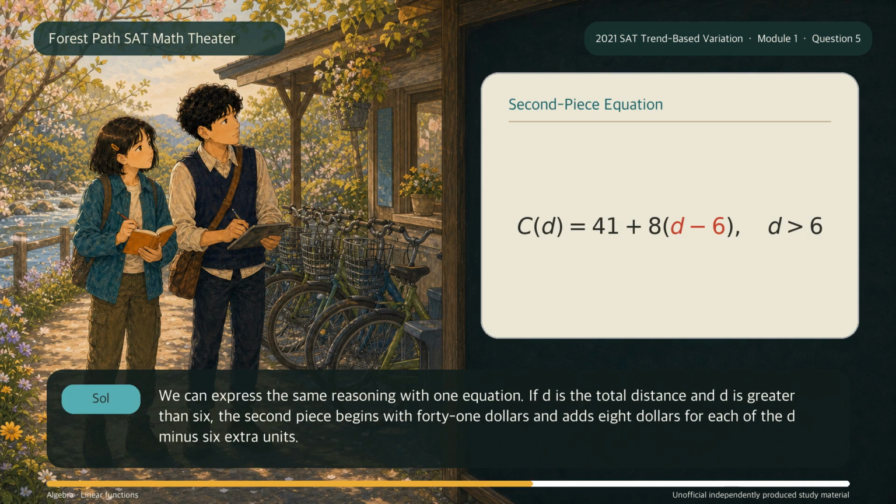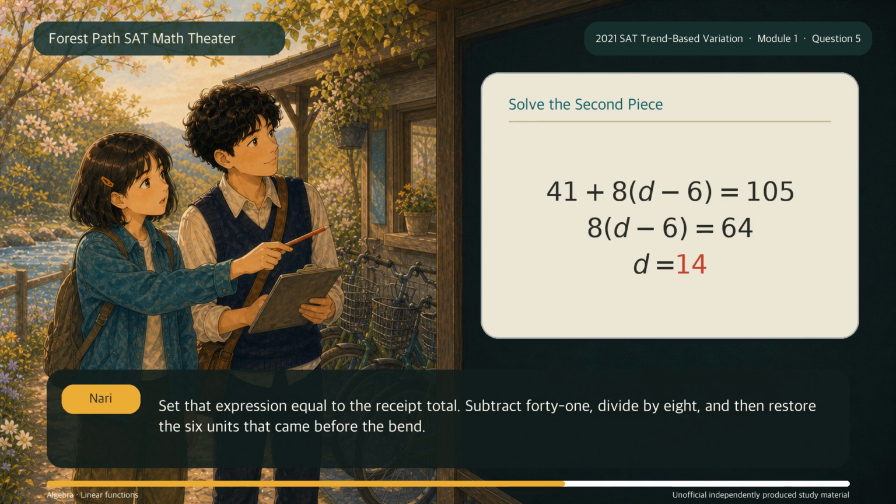We can express the same reasoning with one equation. If D is the total distance and D is greater than 6, the second piece begins with $41 and adds $8 for each of the D minus 6 extra units. Set that expression equal to the receipt total. Subtract 41, divide by 8, and then restore the 6 units that came before the bend.